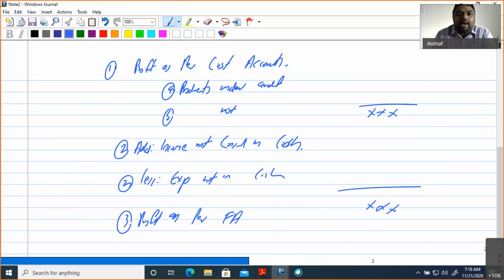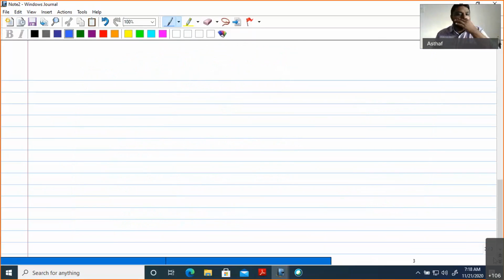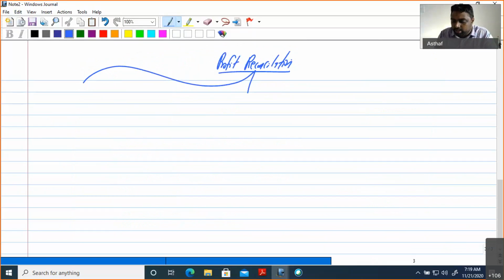But for exam purposes, this format alone is not enough, we should know about all the methods. So what are all the methods? If you take profit reconciliation, this can be split into three parts.